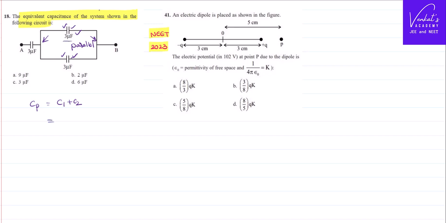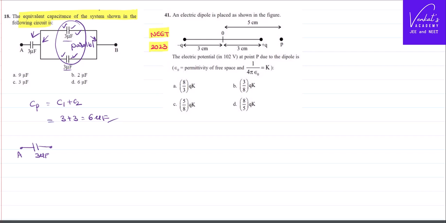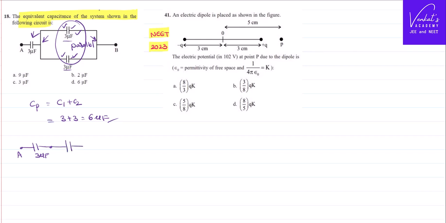Then this is 3 and 3, so this becomes 6 microfarad. We can draw an equivalent circuit. Instead of these two, I can write only one, that is 6 microfarad. So it's very clear that these two capacitors are in series. It's like an end-to-end connection.